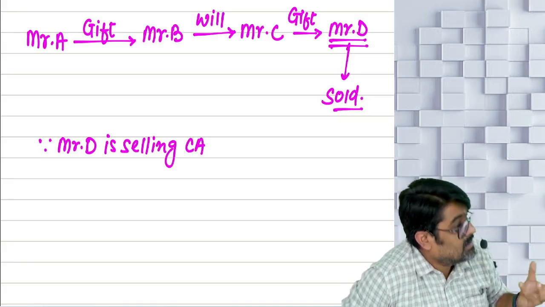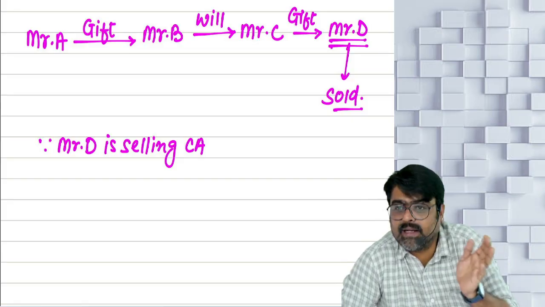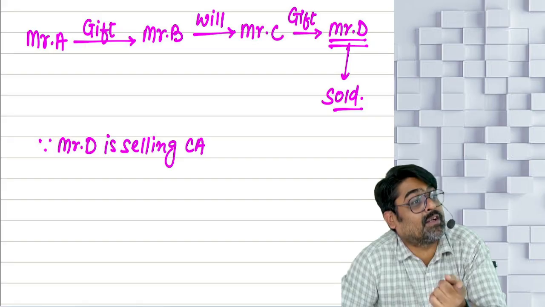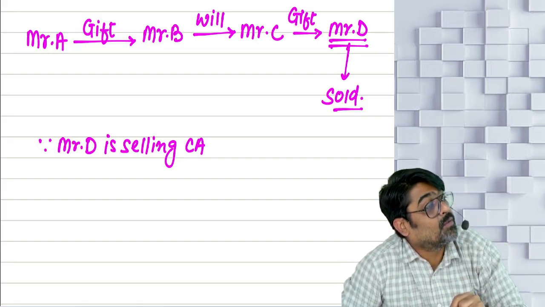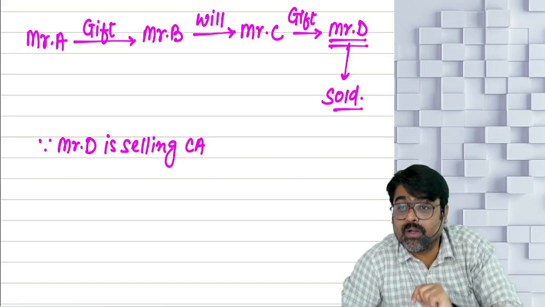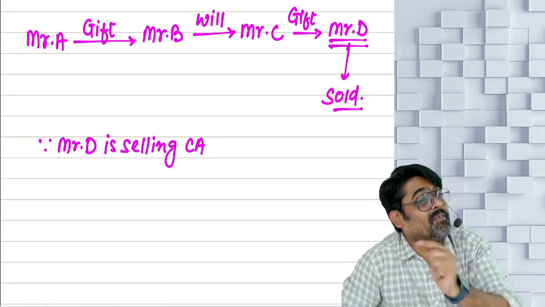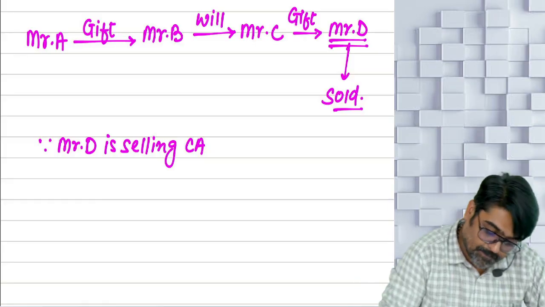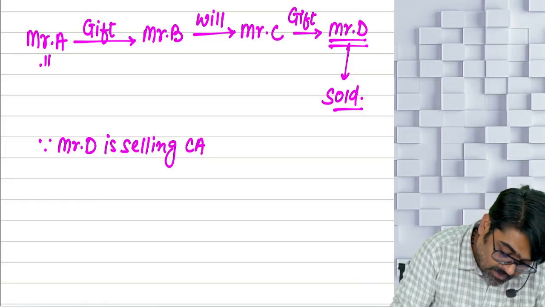Mr. A had acquired that capital asset. Yes or no? And now A has given that asset as a gift to B. B has given that asset to C. B has sold? No. B has also given as will. Now the asset is coming to C. C is selling the asset? No. C is also giving the asset as gift to D. Now tell me, transfer by A. A is doing which transfer?